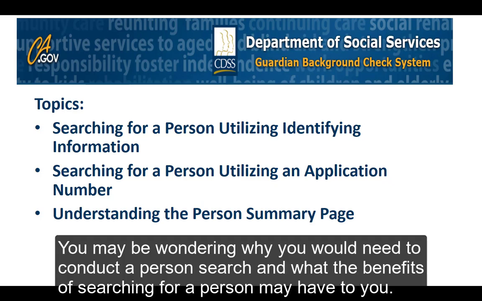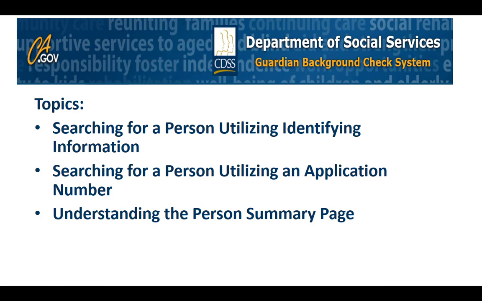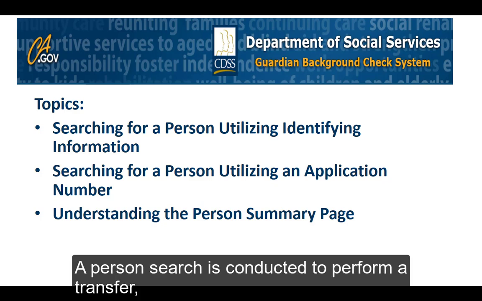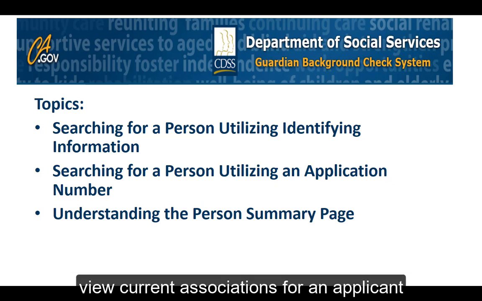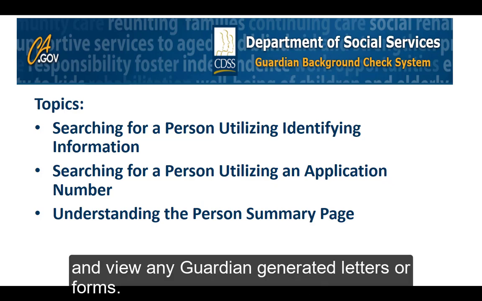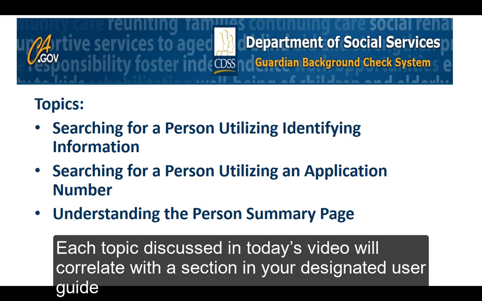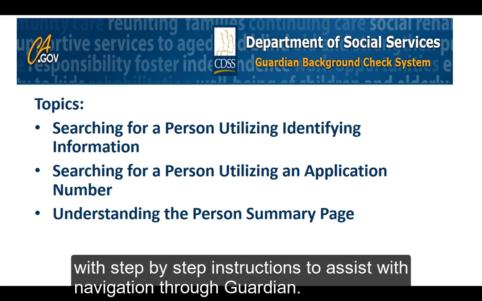You may be wondering why you would need to conduct a person search and what the benefits of searching for a person may have to you. A person search is conducted to perform a transfer, review contact information for an applicant, view current associations for an applicant, and view any Guardian-generated letters or forms. Each topic discussed in today's video will correlate with a section in your designated user guide with step-by-step instructions to assist with navigation through Guardian.